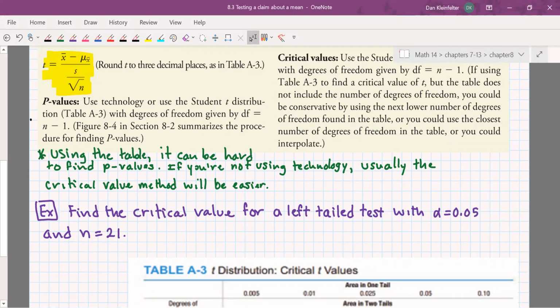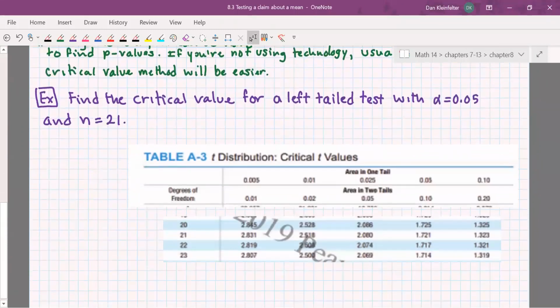All right, so first of all, just a little practice of finding critical values off of the t-distribution. So here, let's say we want to find the critical value that we would use for a left-tailed test with an alpha of 0.05 and an n of 21. So if the n is 21, remember that the degrees of freedom will be n minus 1, and so 20. So we'll be looking in row 20 on our t-table.